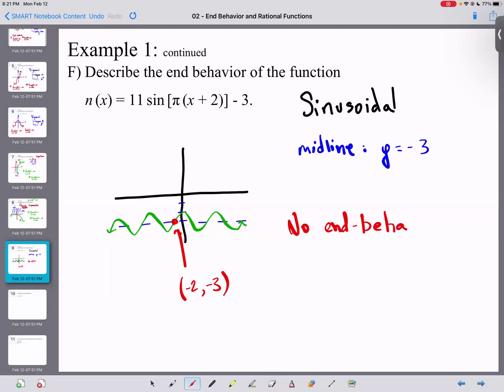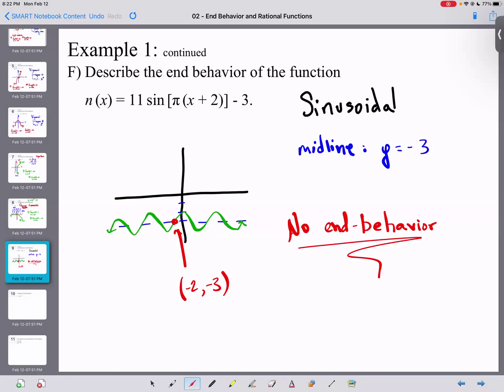Here's my question for you. Let me write this out. If I were to ask, what's happening as you go to the left? Is the function going up? Is it going down? Or is it flat? That's usually the question I ask. But with the sine wave, what does it look like? Is it going left, down, up? Where is it going as we go to the left?